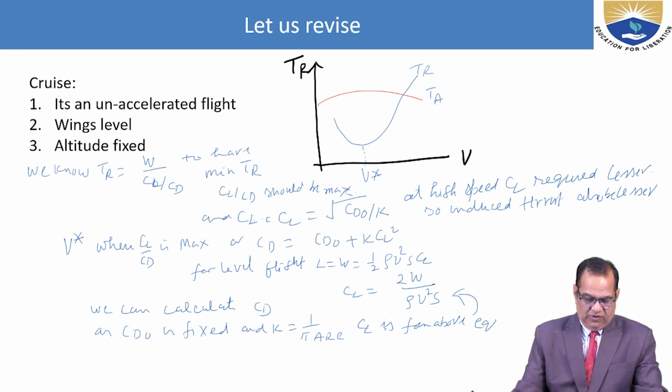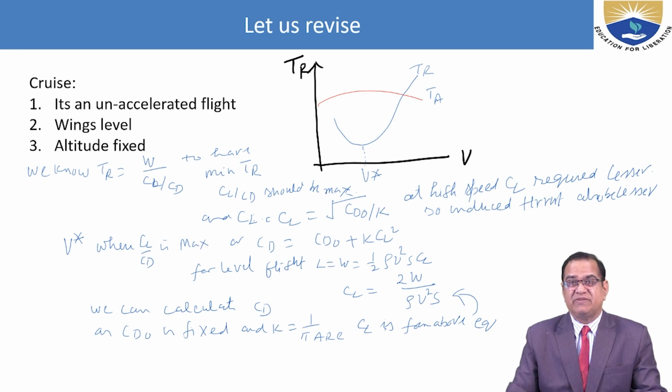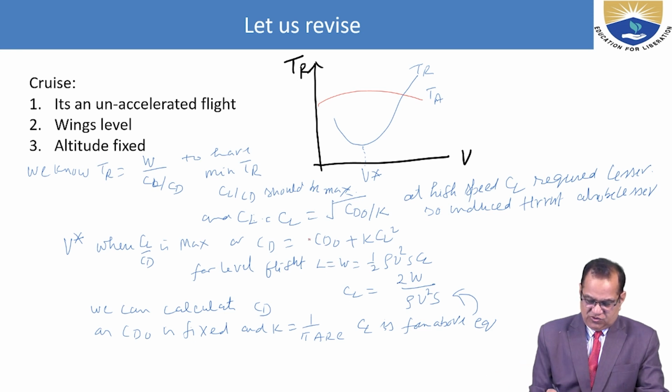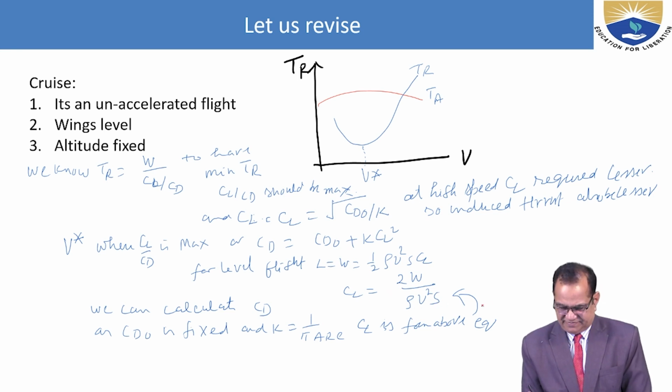So we know that thrust required is equal to W by CL by CD. To have the minimum TR, CL by CD should be the maximum, and CL is equal to under root CD naught by K for the thrust required. At high speed, the CL required is lesser, so the induced thrust also will be lesser. So CD is equal to CD naught plus K CL square. For level flight, lift is equal to weight, which is half rho V square S CL. So CL is equal to 2W by rho V square S.